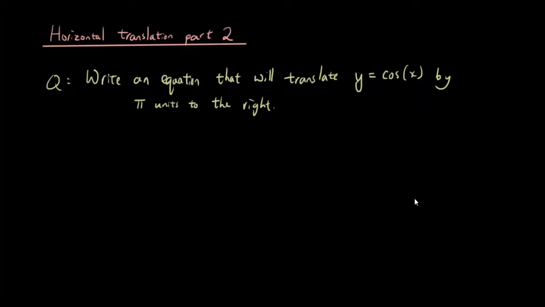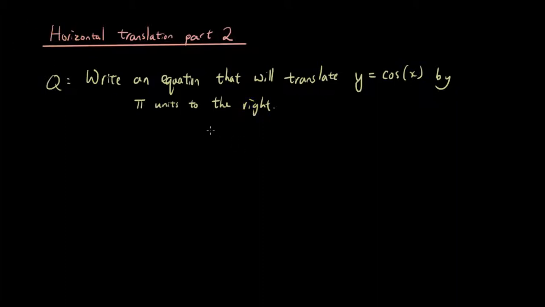Okay, so what we want to do is firstly get you guys to answer this question to see that you have learned what is necessary to do the rest of the tutorial. So have a go at this question. Write an equation that will translate y equals cosine x by pi units to the right. Okay, so come back when you're done.